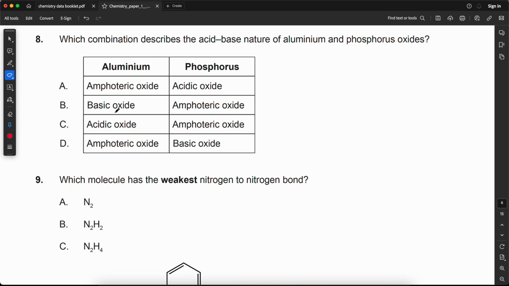Which combination describes the acid-base nature of aluminum and phosphorus oxide? As you guys know, aluminum oxide is amphoteric, so it can react with base and acid, and phosphorus comes from a non-metal, so non-metals will form acidic oxides, and metals, like atoms in group 1 and 2, will form basic oxides.